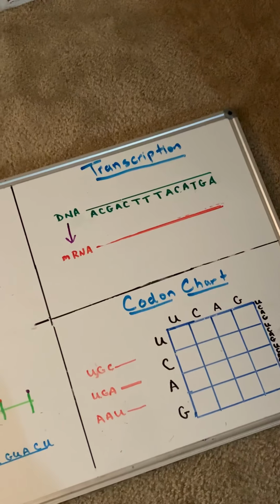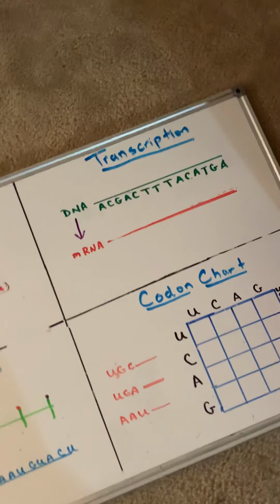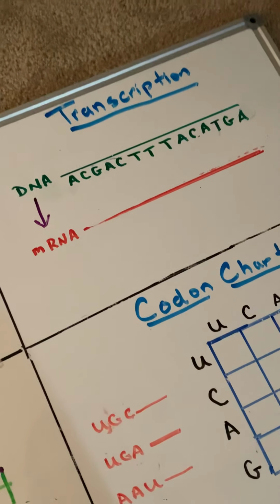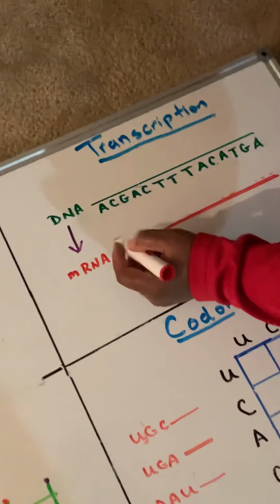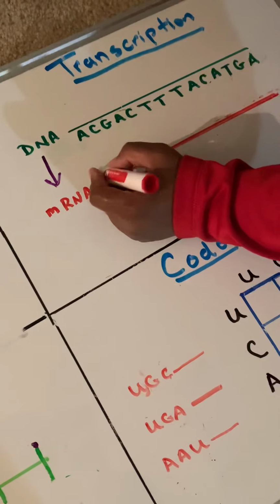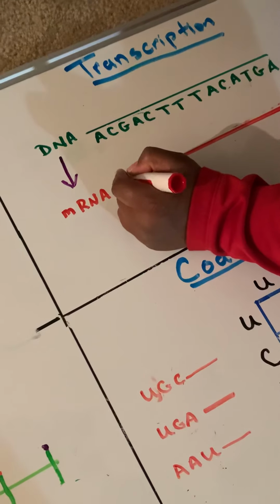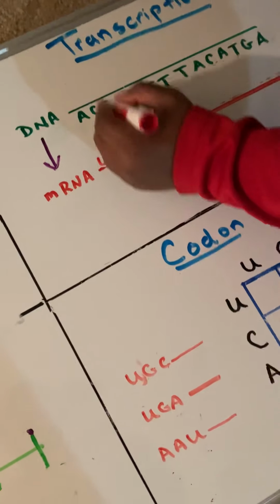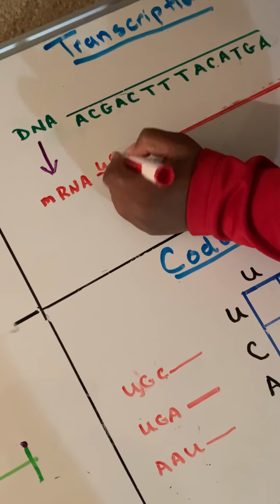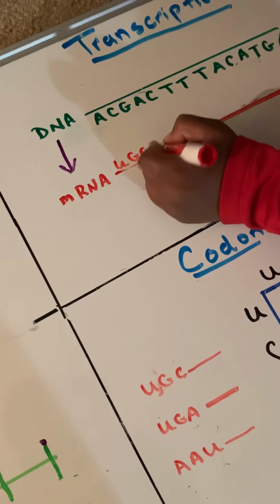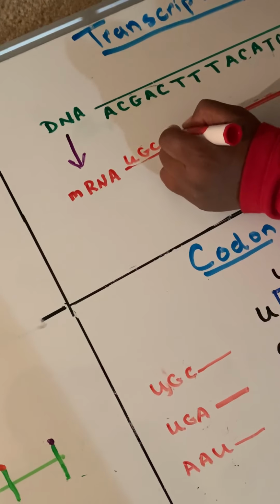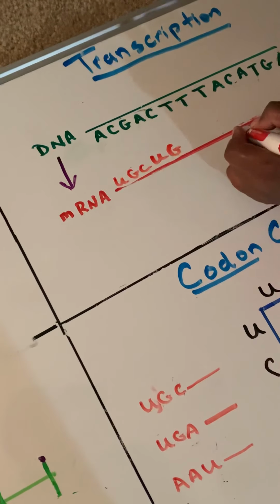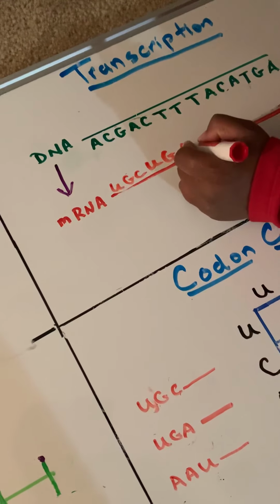So we're going to use the DNA template or strand of genetic material to create the messenger RNA strand. And so A is the first nitrogenous base in the DNA strand. So now U is going to be the first nitrogenous base in the messenger RNA strand. We have C, so this is going to be G. We have G, so this is going to be C. We have A, so this is going to be U. We have C, so this is going to be G. This is T, so this is going to be A.